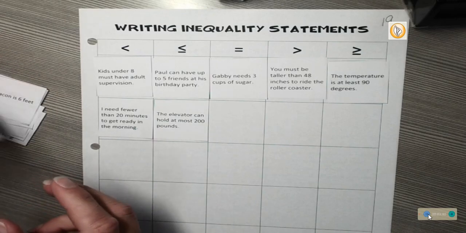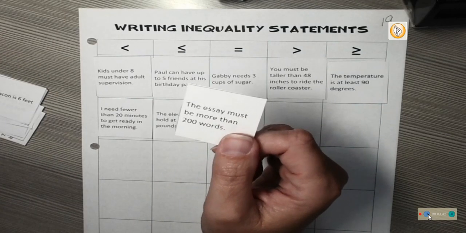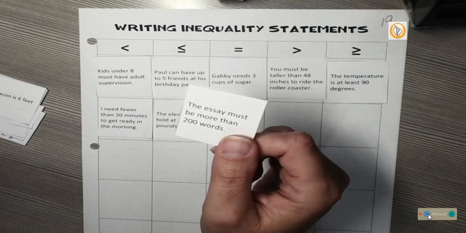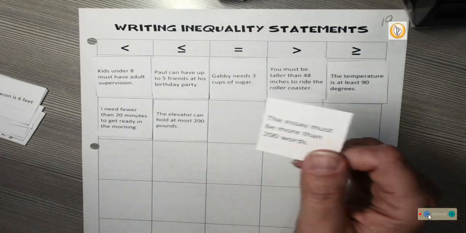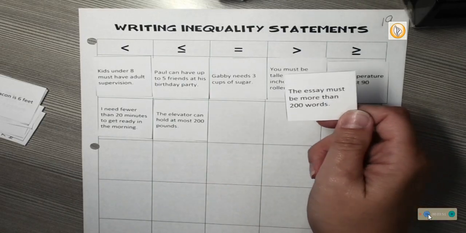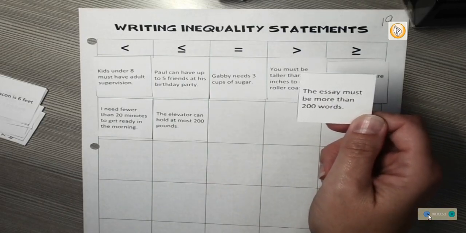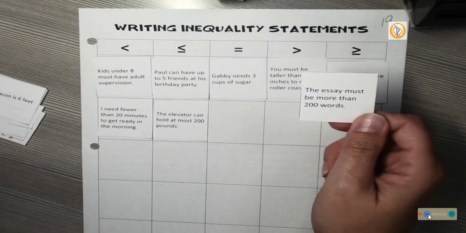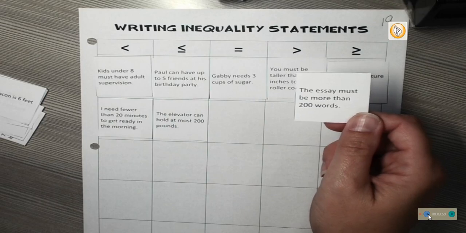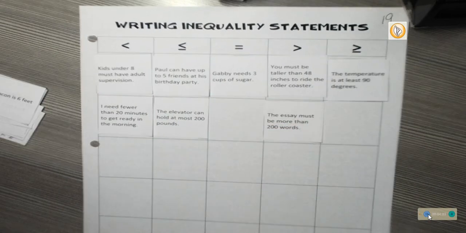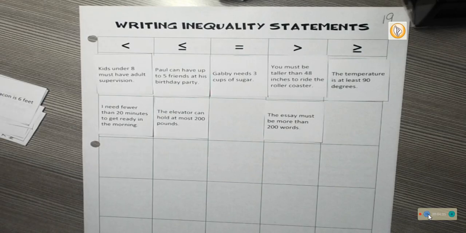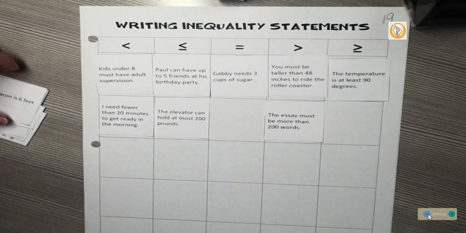All right, so the next one I grabbed says the essay must be more than 200 words. So if it's more, is that going to be less or greater? It's going to be greater. So I narrowed it down to right here. It has to be more than 200 words. So what if it's only 200 words? It don't count. It's got to be greater than 200 words. So 201 words is fine, but 999 isn't okay, and 200 isn't okay.